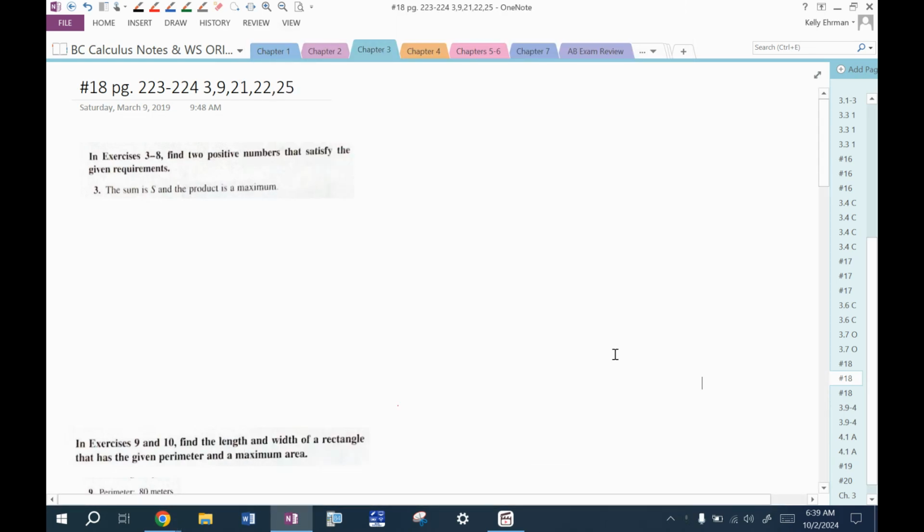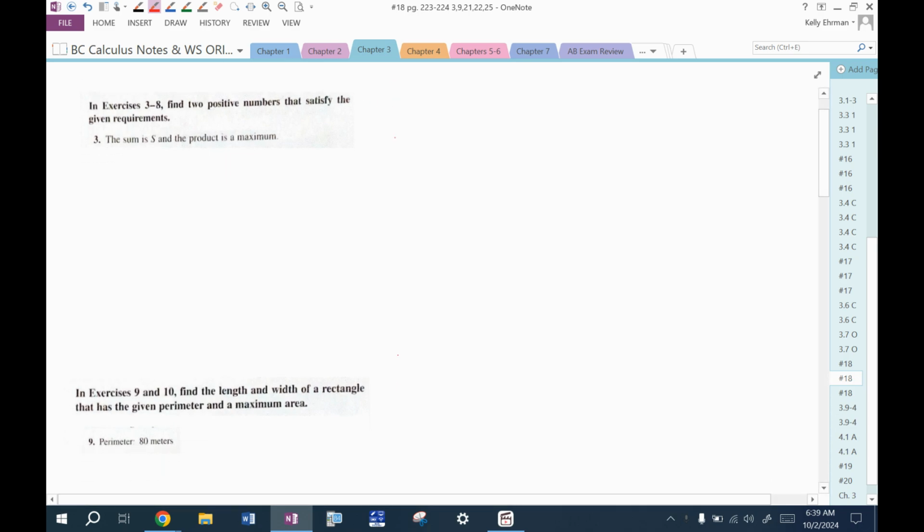All right, for homework number 18, a lot of these problems are pretty similar until you get to the end. So you'll see lots of quadratics and finding maximums and things like that. So we're going to find two positive numbers that satisfy the given requirements. So the sum is S. Instead of a number, they're just telling us it's S. And the product is a maximum.